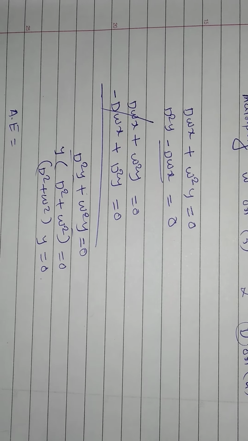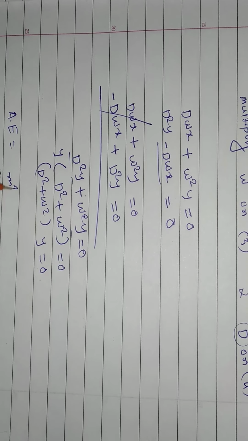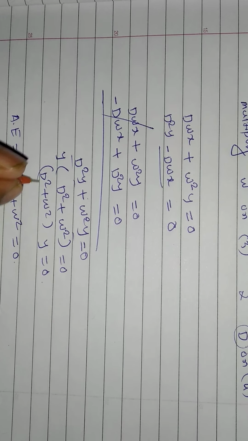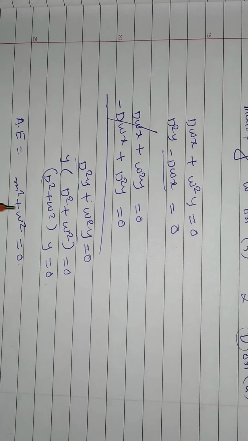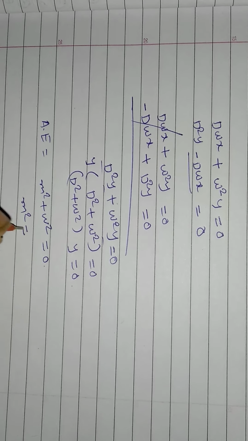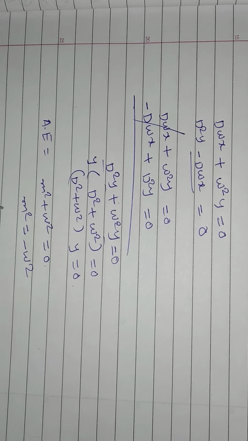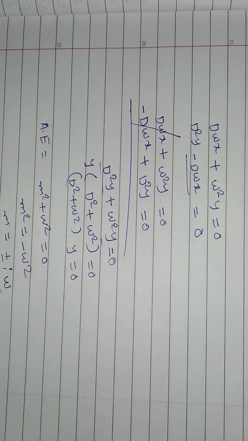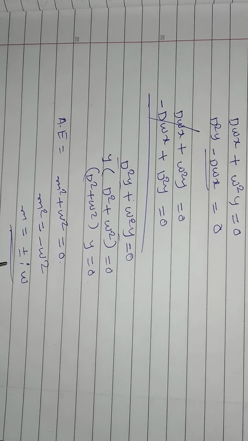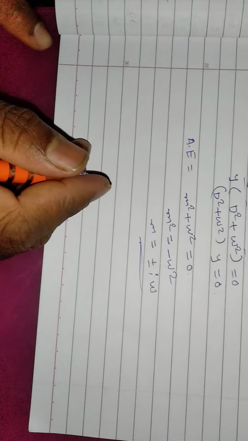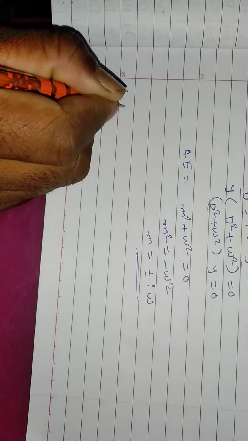Now this is in the form of m square plus w square equal to 0. So m square plus w square equal to 0, with a constant. The next step, now what I can write is m square equal to minus w square, and m will become plus or minus i w, that is, imaginary values. So this is the auxiliary equation which I'll be getting, and now let me take this to the next level. Now the last step, guys, that is the complementary function.